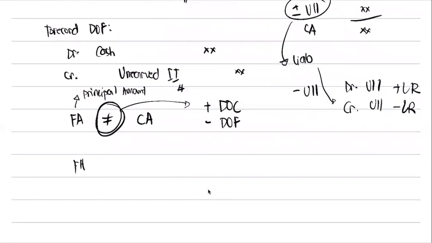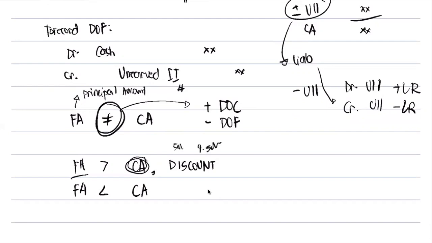Your face amount can be greater than your carrying amount, or lesser than your carrying amount. If your face amount is greater than your carrying amount, then we have a discount. You should collect this particular amount, however, for our books, this is the only amount recorded. Let's say it should be 5 million, but per carrying amount it is 4.5 million. You should collect 5 million, but you gave a discount of 500,000 because it can only be recorded at 4.5.